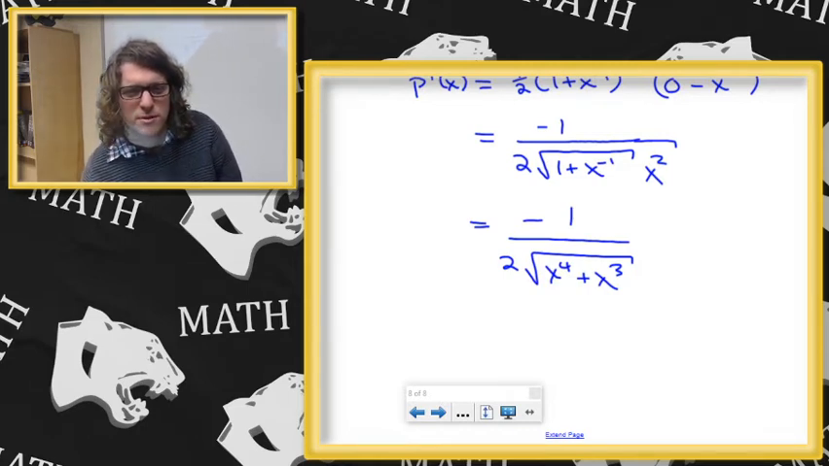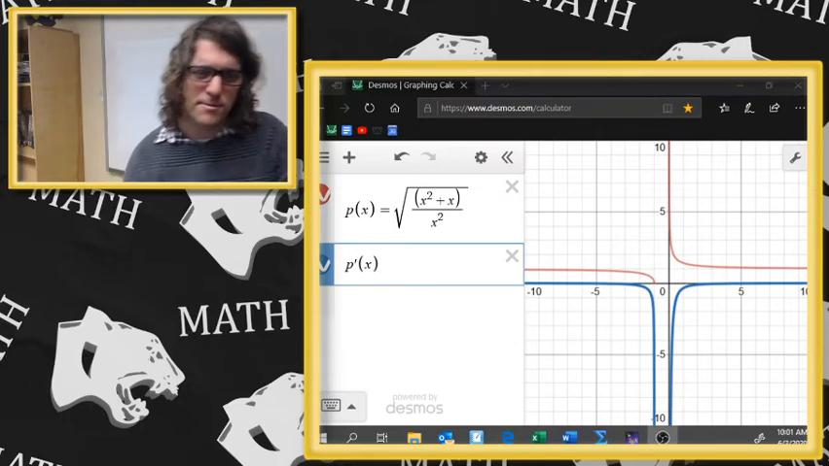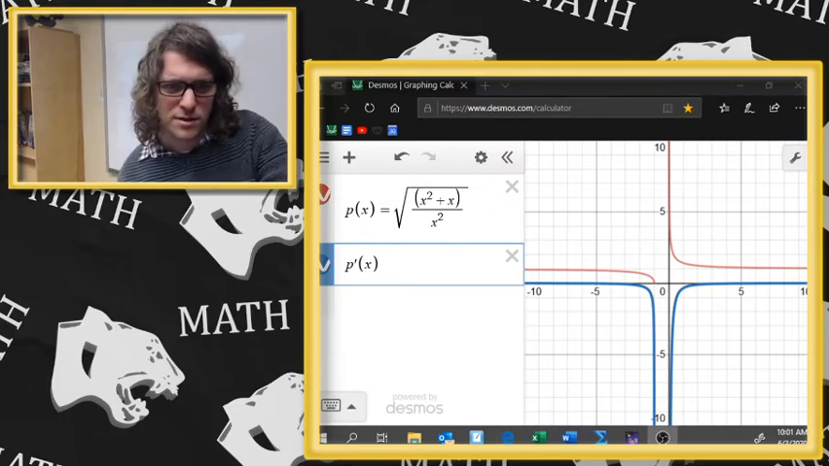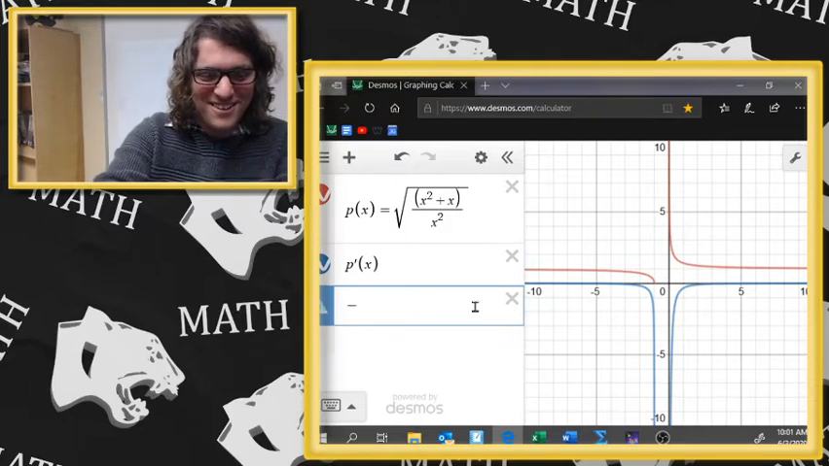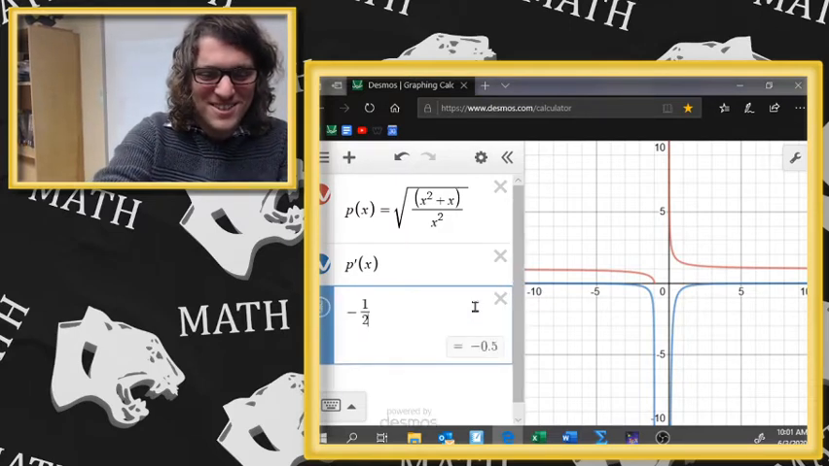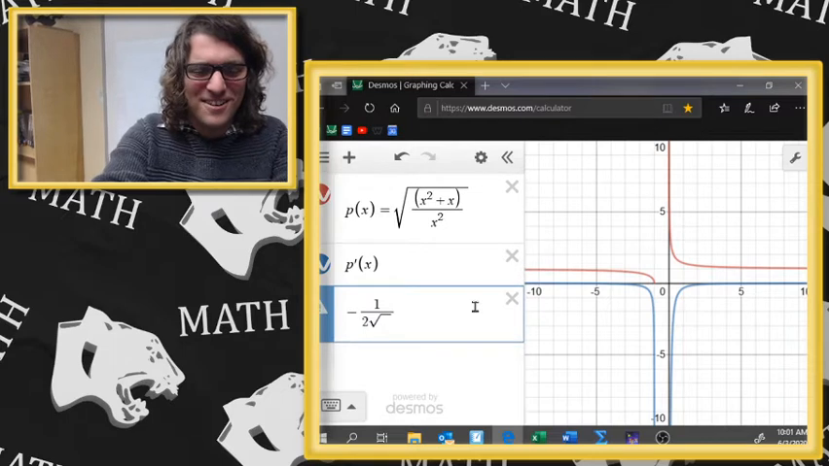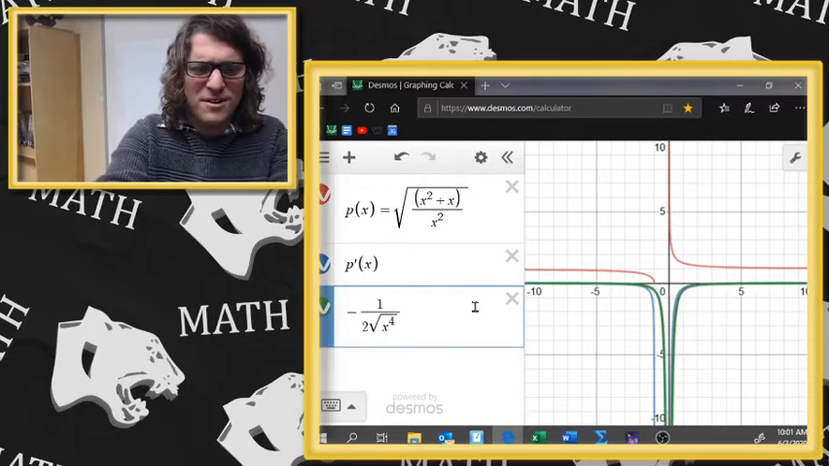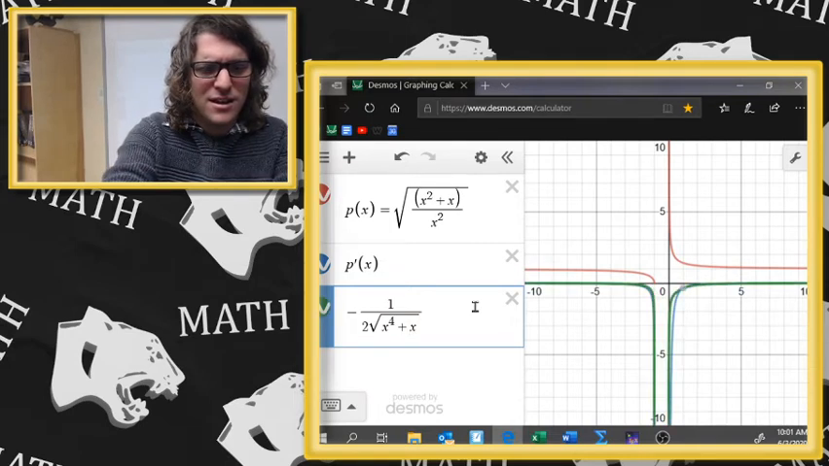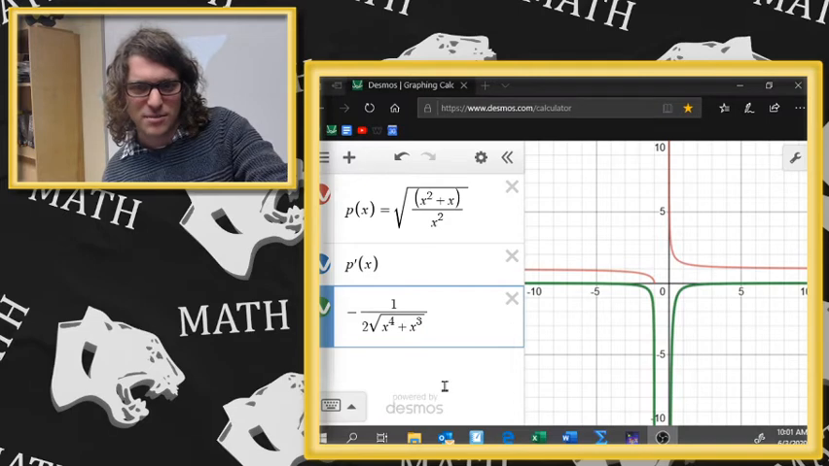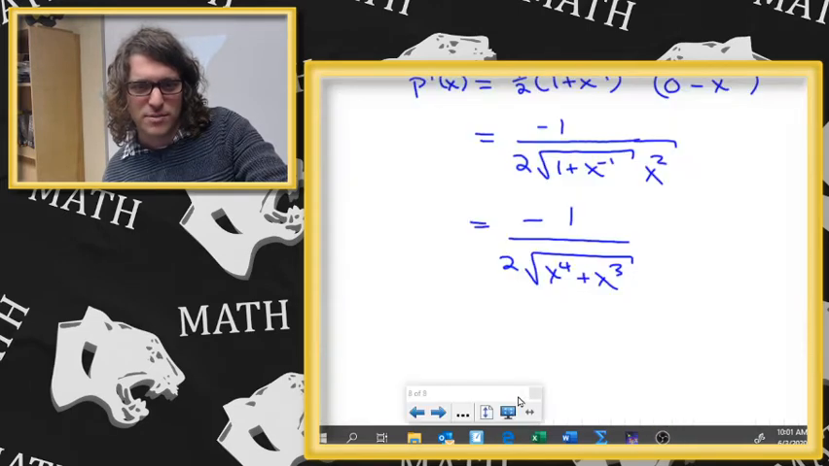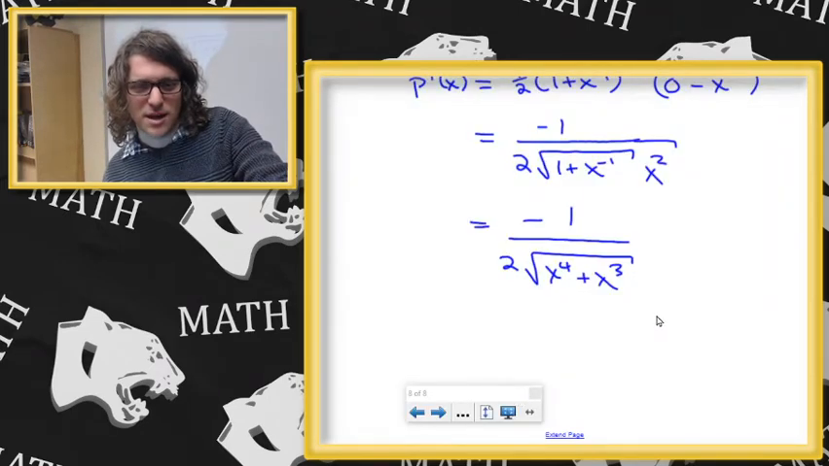-1/2 times the square root of x to the 4, x to the 3. Okay, so, all right, over here, -1/2 times the square root of x to the 4 plus x to the 3, I think. I'm going to just double check, but that looks pretty promising the way it's set up. Yep, so that is the right function.